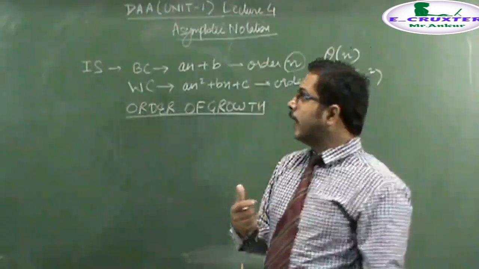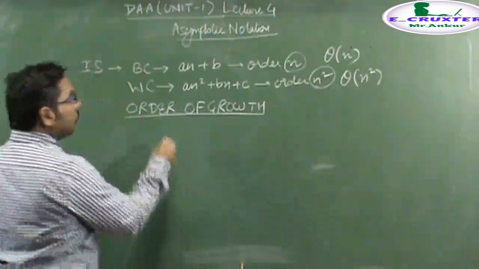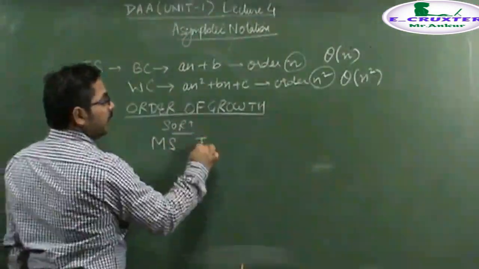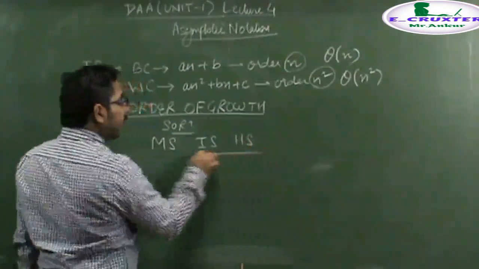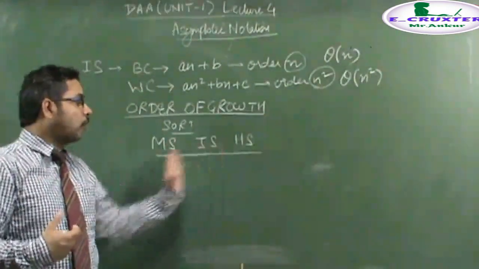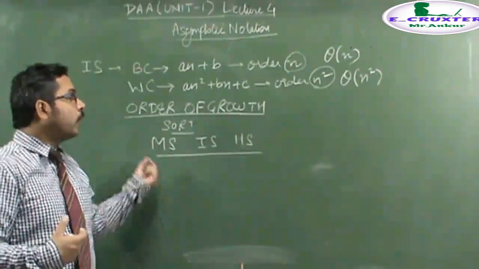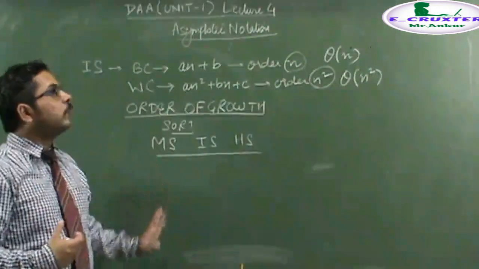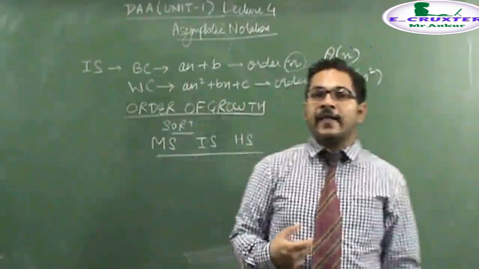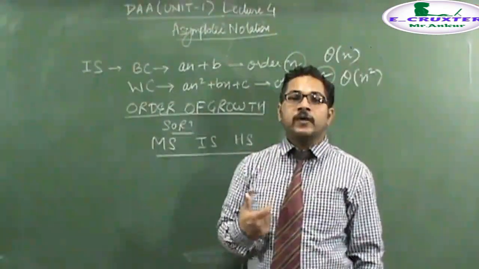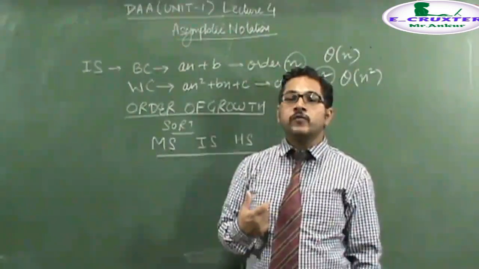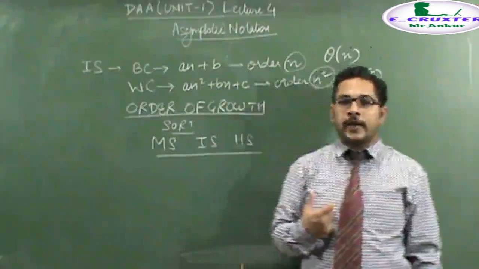If there are multiple algorithms for the same problem, for example for sorting, let's say one is merge sort, one is insertion sort, and another is heap sort, then the order of growth allows us to compare their relative performance, that is, which algorithm is more efficient in terms of time. Although we sometimes determine the exact running time of an algorithm, as we did for insertion sort, the extra precision is not usually worth the effort of computing it.